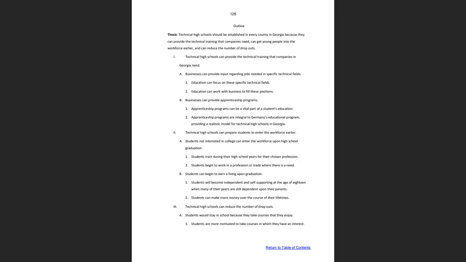So the thesis is technical high schools should be established in every county in Georgia because they can provide the technical training that companies need, get young people into the workforce earlier, and they can reduce the number of dropouts. That's a good thesis statement, right? So we're arguing, what should we do? We got to put tech schools in every county in Georgia because they can provide all this stuff. And then we have these 3 tiers. So each one of those tiers could be its own topic sentence, right? About how they provide the technical training and they get young people into the workforce and they reduce the number of dropouts. Each one of those is its own topic sentence.